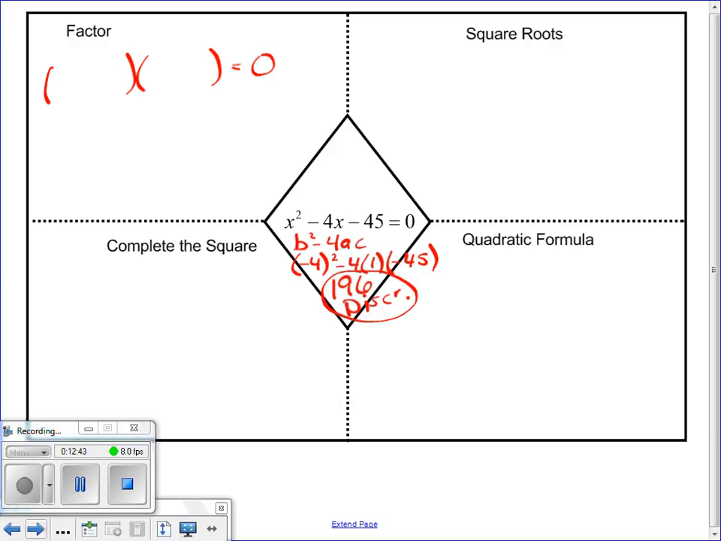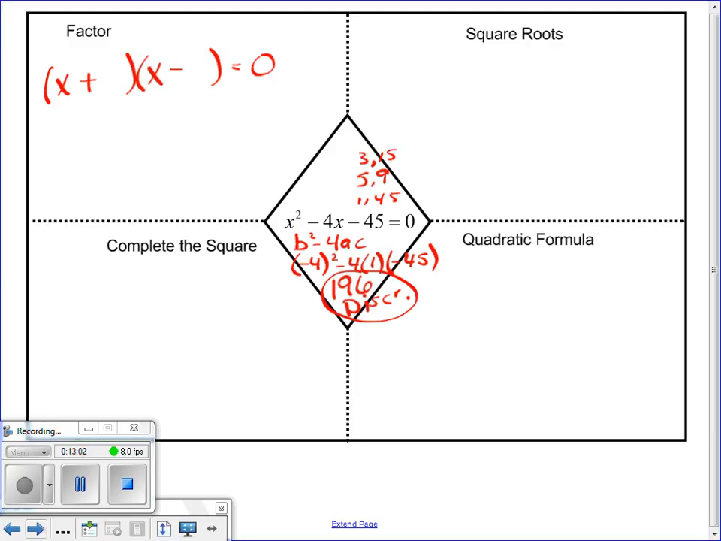X squared, just 1 and 1, so 1x and 1x. What are your signs? Last one's negative. Plus, minus? 45. 5 and 9, 1 and 45, 3 and 15? It'd be 5 and 9, yeah.